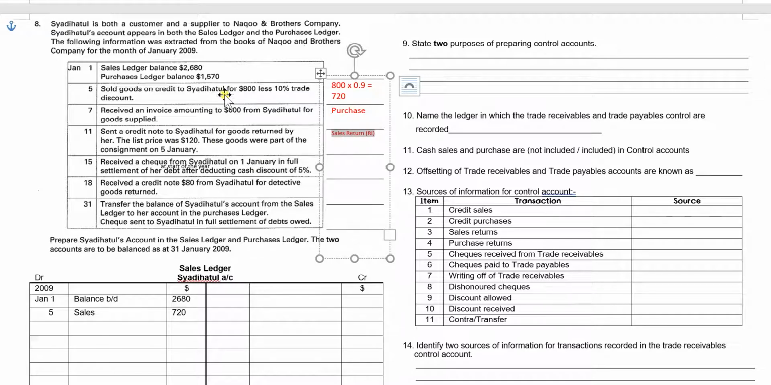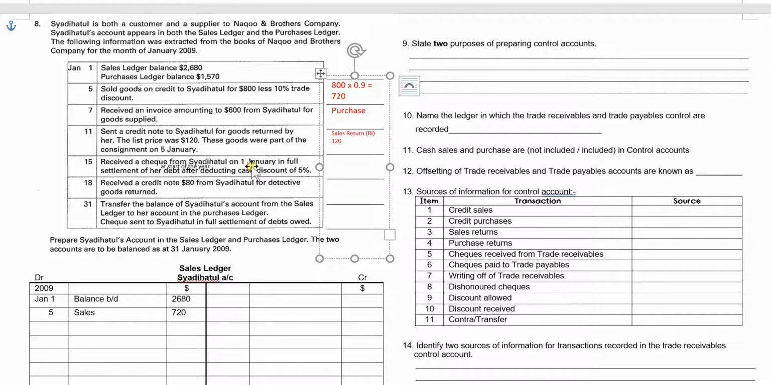you see when you sell the goods to her on the 5th, this one, the goods were part of the consignment on the 5th. That's why you have to take out the trade discount again, because on the 5th, when you sell to her, you give 10% trade discount, and now she returned the goods, so you have to take away the trade discount as well. So the goods you return 120, right? So you have to take away the trade discount.